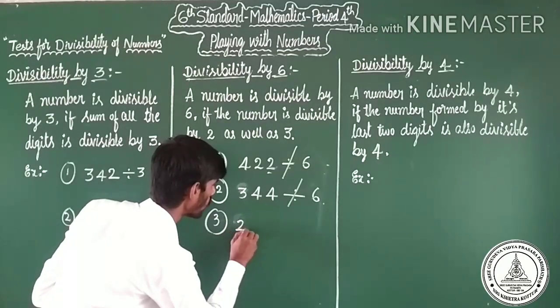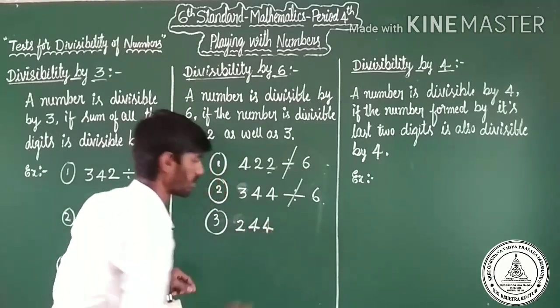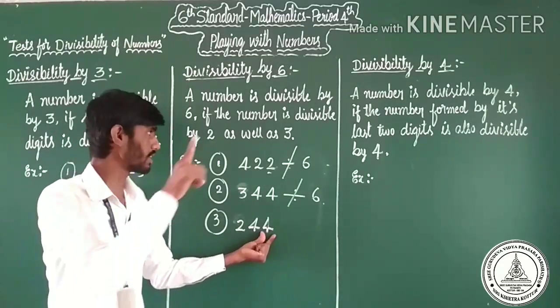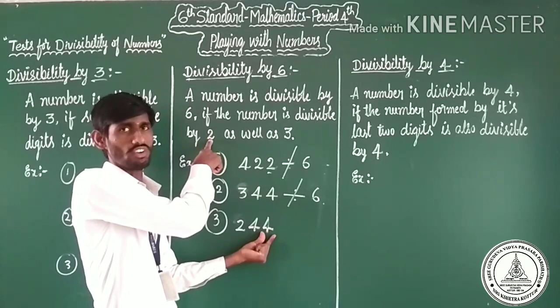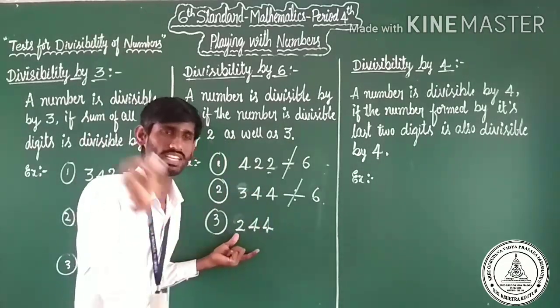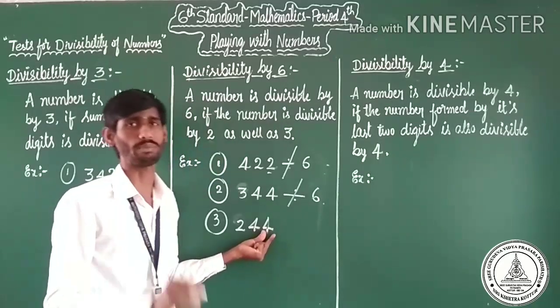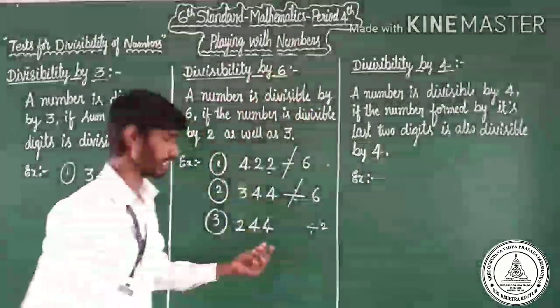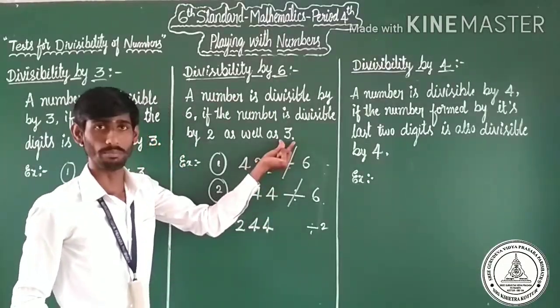I'll take 244. Does it pass divisibility by 6? First step is divisibility by 2. We need to check divisibility by 2. Yes, 244, the ones place is occupied by the digit 4. Yes, 4 is an even number, so it passes the divisibility by 2. First step has cleared. Next step is by 3.